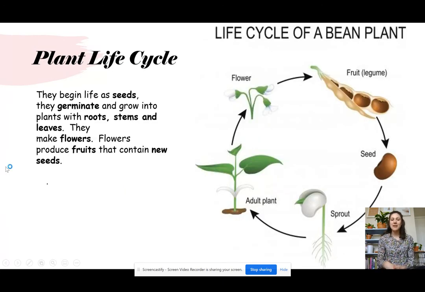Now we're going to be looking at a plant life cycle. This is the life cycle of a bean plant. The life begins of a plant as a seed. The seed then germinates and grows a plant with roots. Germinate means that it's gotten enough sunlight and water to be ready to grow. After the roots are planted, it begins to grow stems and leaves and forming slowly into an adult plant. Once the plant flowers, it will then be able to produce fruit that will contain new seeds to start the cycle all over again.